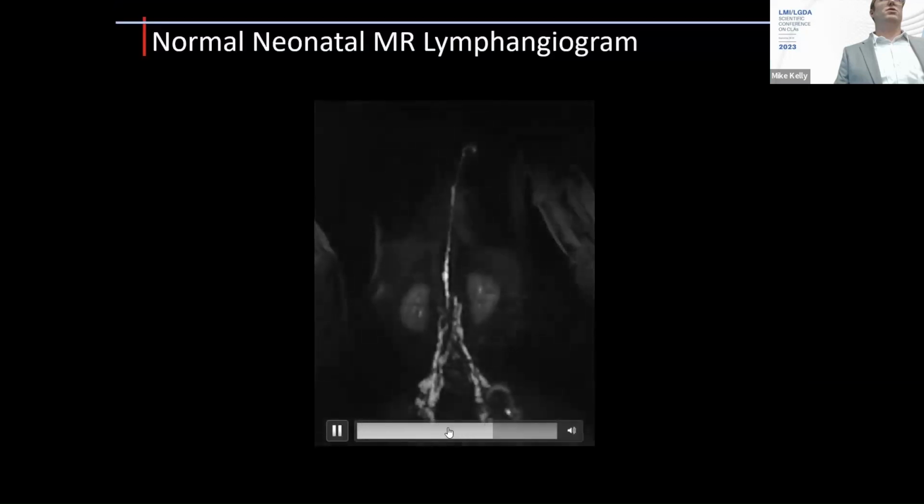And just as a reference, because I'm going to be showing you a lot of abnormal MRs, this is a normal neonatal MR lymphangiogram. So newborn lymphangiogram, normal thoracic duct. It should go up, it should be very thin, not too tortuous, and make that nice candy cane into the left subclavian vein.